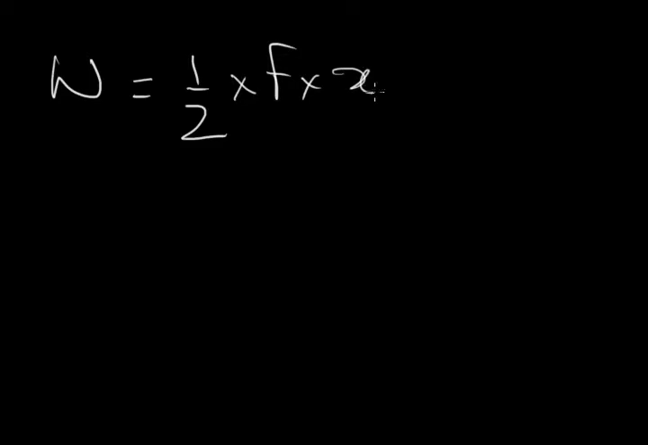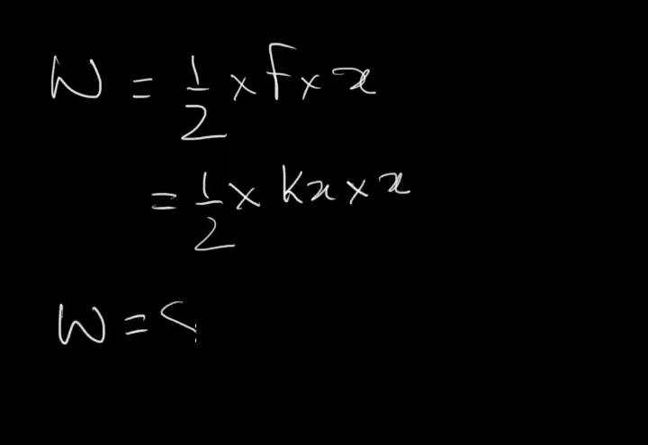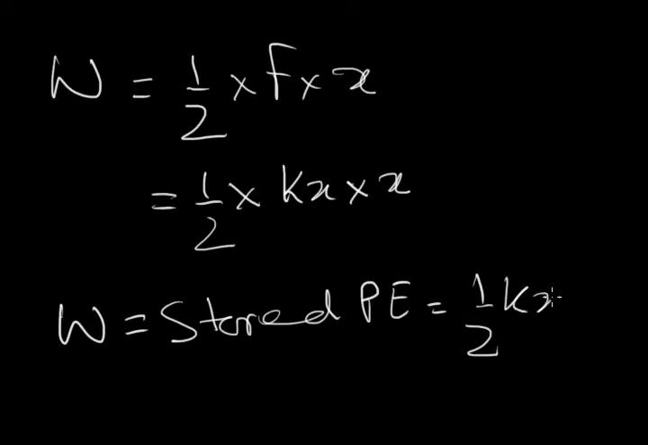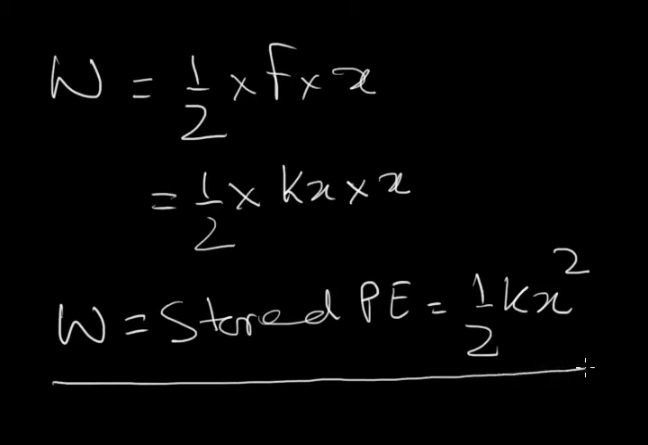So the work done here is half into F into x, because the displacement is x, and we can put the force as kx. So that is very important now. This work is the stored potential energy of the spring. So the stored potential energy of a spring is half kx squared. As you can see, in every mode we have the potential energy getting converted to work, getting converted to kinetic energy, and so on.